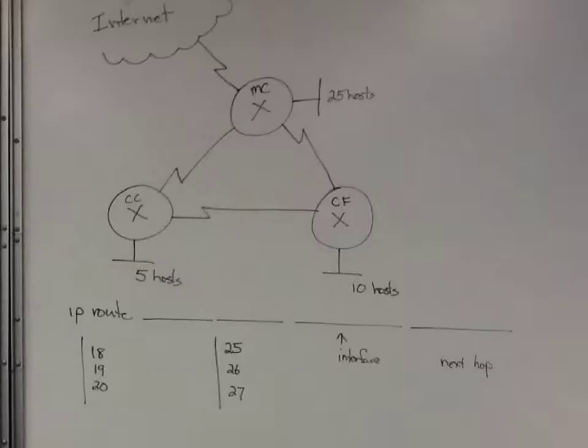Next page. We looked at this scenario here, and we did some IP addressing, and I'll review the IP addressing a little bit. We had 25 hosts, 10 hosts, and 5 hosts. We have 1, 2, 3 WANs, and then 4, 5. We have 6 networks.